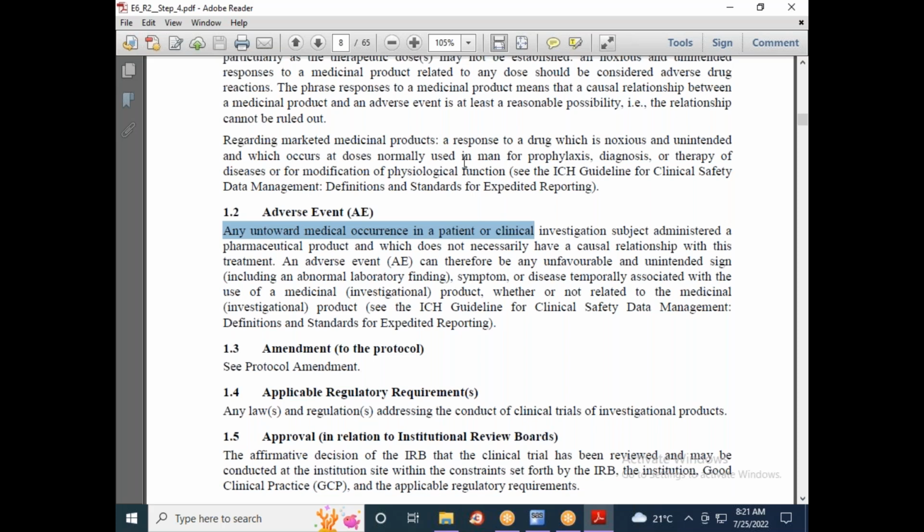Then it is an adverse event. Therefore, an adverse event is any unfavorable and unintended sign. It can be a laboratory finding, it can be a disease, or it can be a symptom temporarily associated with the usage of a medicinal product, whether or not related to your medicinal product. So this is called an adverse event. This definition is important. We do a wide variety of analysis based on adverse event data.